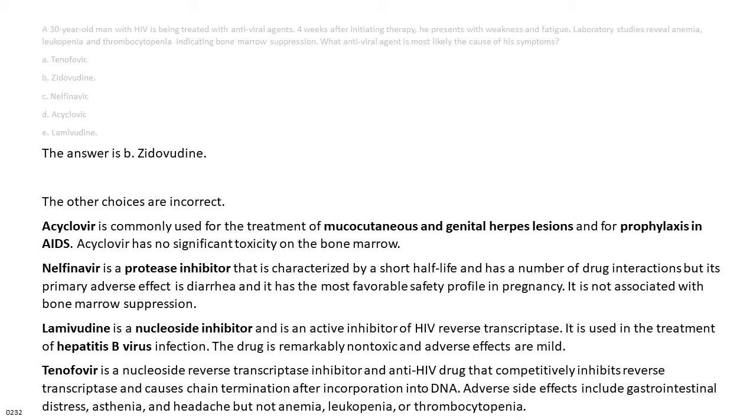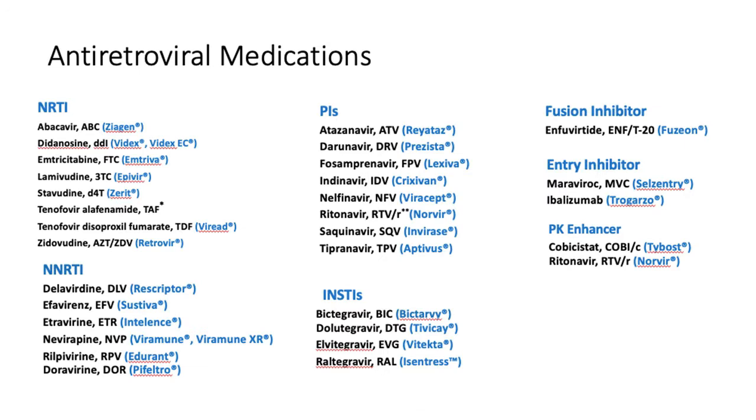Tenofovir is a nucleotide reverse transcriptase inhibitor and anti-HIV drug that competitively inhibits reverse transcriptase and causes chain termination after incorporation into DNA. Adverse side effects include gastrointestinal distress, asthenia, and headache, but not anemia, leukopenia, or thrombocytopenia.